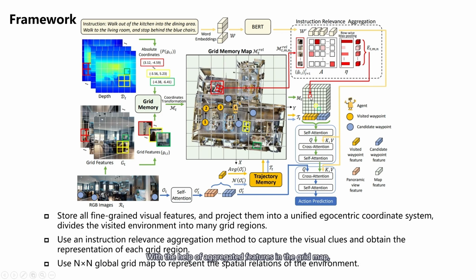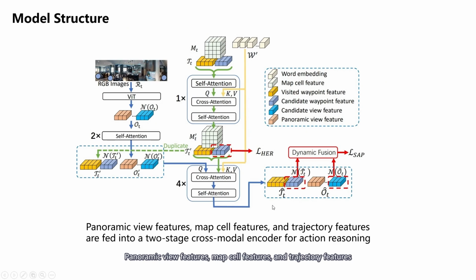With the help of aggregated features in the grid map, the agent is able to accurately conduct the next action planning. Panoramic view features, map cell features, and trajectory features are fed into a two-stage cross-modal encoder for both local action prediction and global action planning.